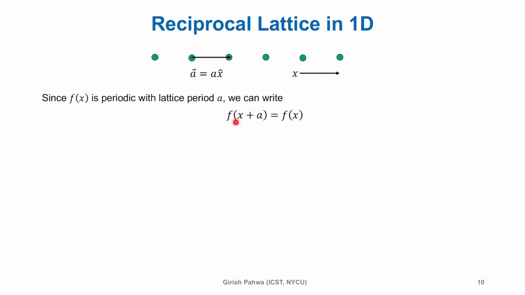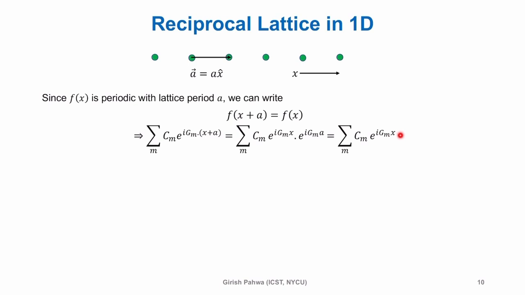And let me replace that x by x plus a. So this is going to be Cm into e to the power iota Gm (x plus a). Let me take this e to the power iota Gm a into a separate factor, and now I have this factor and this factor, and what will be the corresponding series of this? Cm into e to the power iota Gm x, right? On the left hand side it is this, on the right hand side it is this.